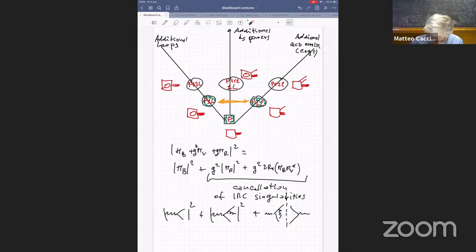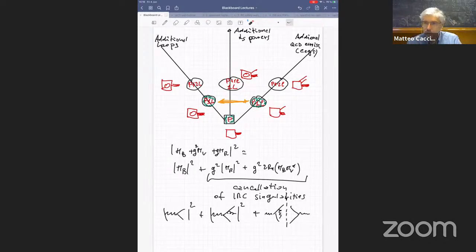On the other hand, this diagram could never interfere with this one because here you have three particles in the final state and here you have only two. So that won't happen. Final state must match for the interference to take place. On the other hand, this one could interfere with that one because, as you can see, they have the same final state in terms of particles. No? Well, we don't need it now, but okay.